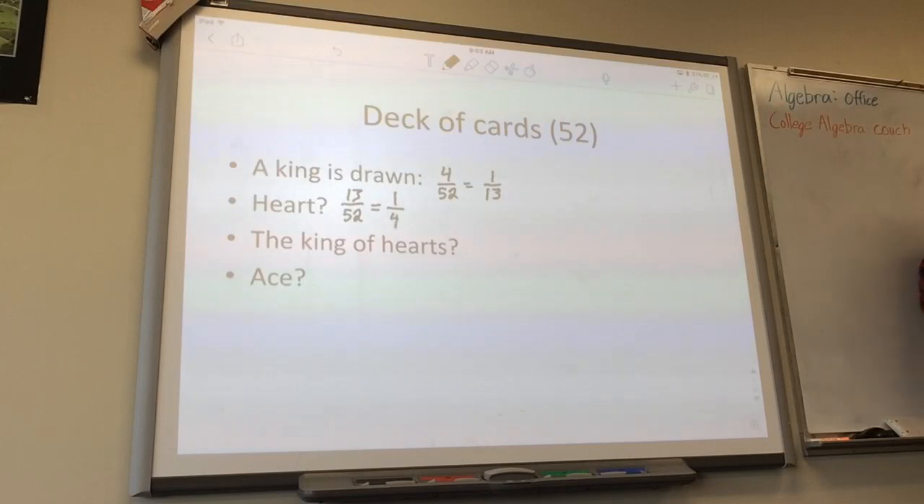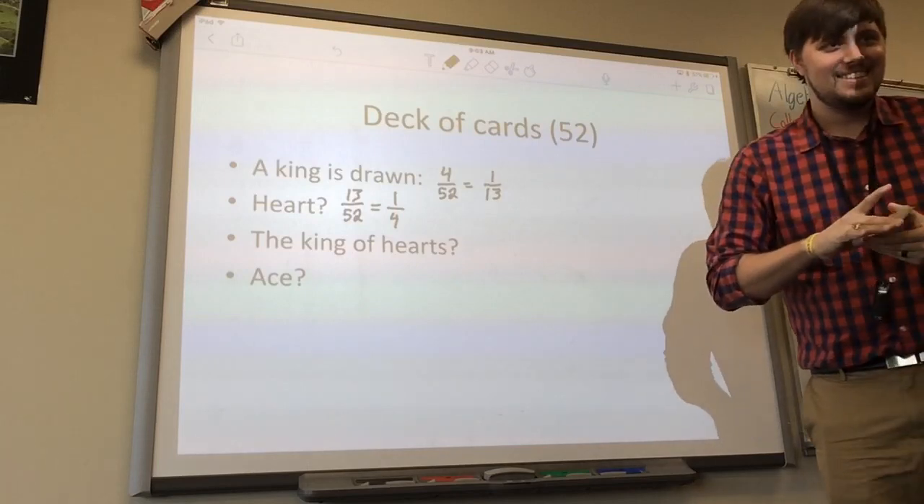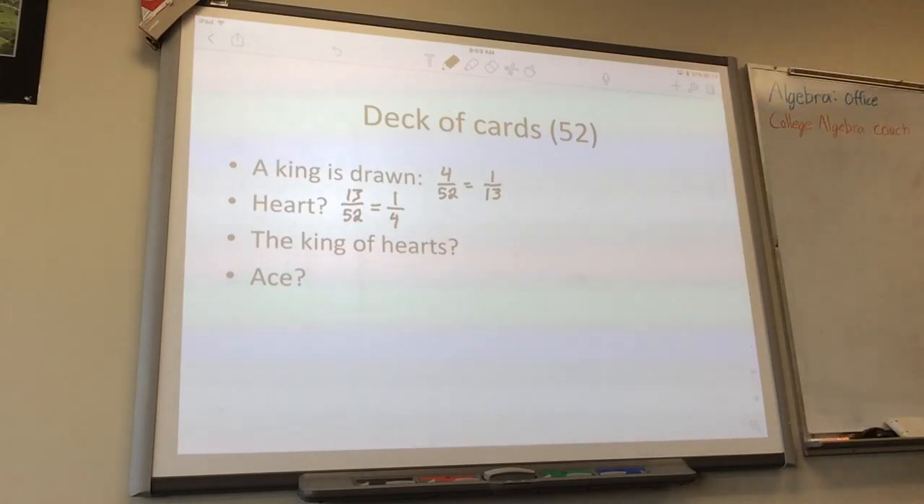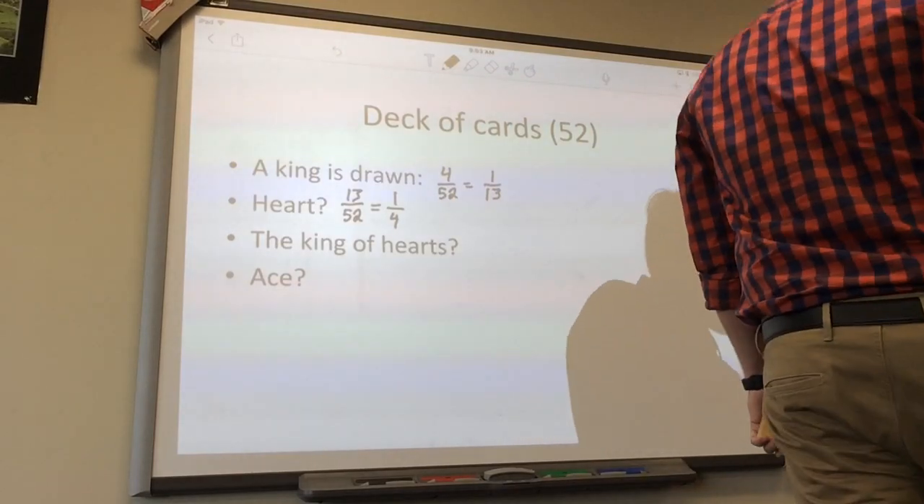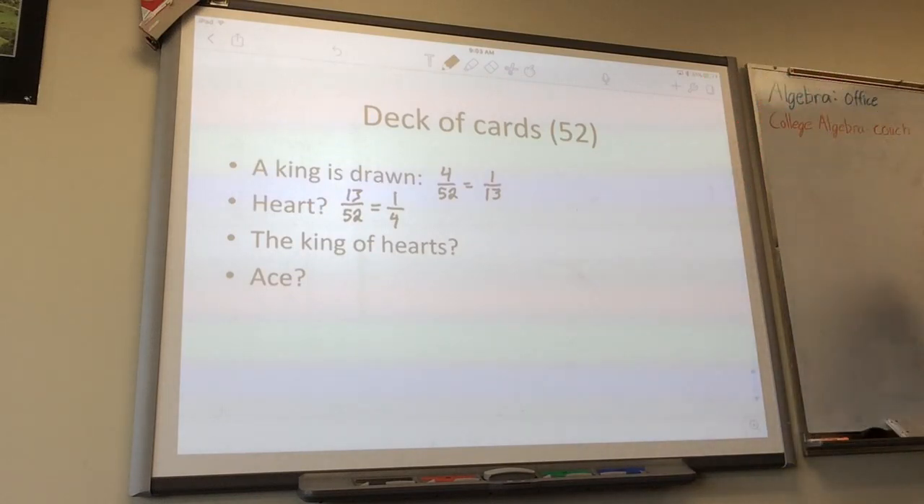Who thinks they can draw the King of Hearts? All right, King of Hearts, King of Hearts, King of Hearts. Eeny, meeny, miny, mo, catch a tiger by its toe. Just a joker. That's funny, of course. Of course Isaiah gets the Joker. So, King of Hearts, that one was a lot harder, obviously.